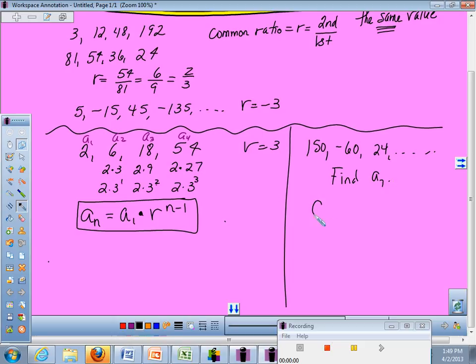So I want the 7th term. So I got to fill in this formula. First term is what? 150. Okay, we got to figure out the ratio, which is not totally obvious here. Second divided by first, you can cancel the zeros. So 6/15 would reduce to 2/5.